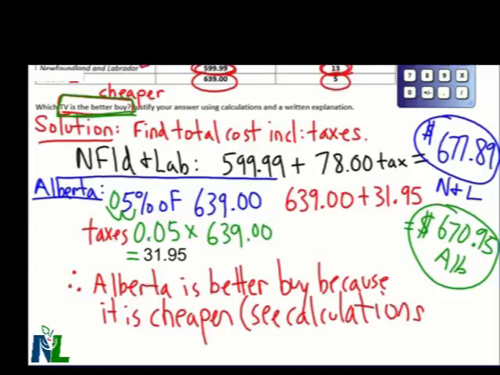And that's your justification that you were asked for up top. You showed your calculations. You could obviously see that Alberta is cheaper. And then you state your answer in a concluding sentence.